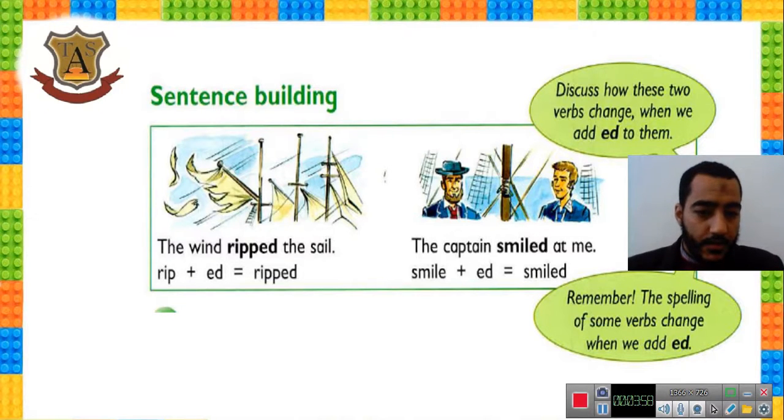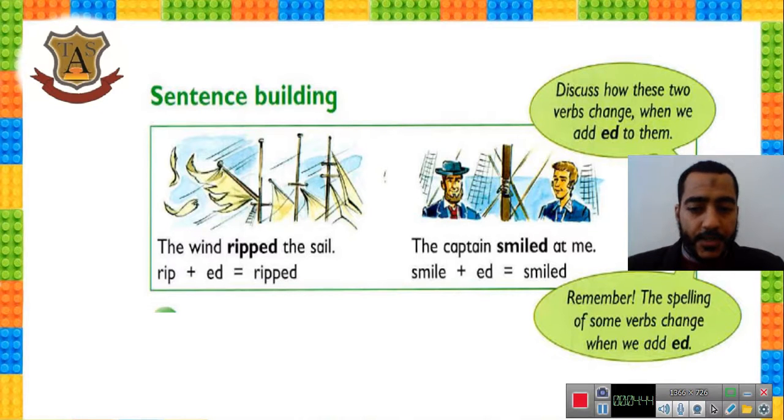Okay, the next bubble. Remember, the spelling of some verbs change when we add ed. We will know everything now about these two bubbles. Let's read the box. We have two pictures. You see, these things are called sails. And we have two men, maybe a captain and a sailor, on a ship. Okay, let's read.